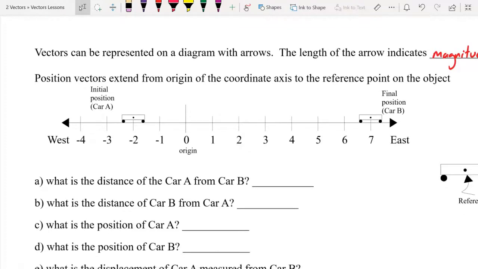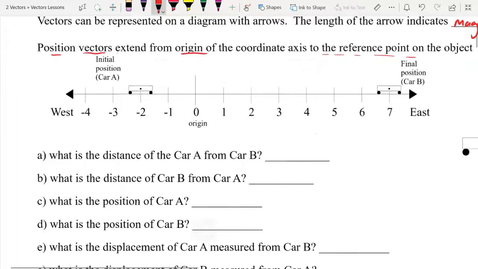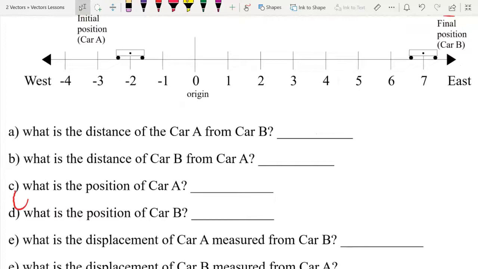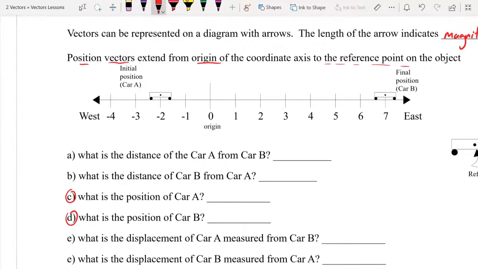Okay. Let's take a look at this example. We're going to draw some position vectors. It says that position vectors extend from the origin of the coordinate axes to the reference points on the object. So let's try that. Let's do C and D first, and then we'll do the other ones. So what is the position of car A? Where is it in relationship to the origin? And perhaps you could see that this is the position of car A.